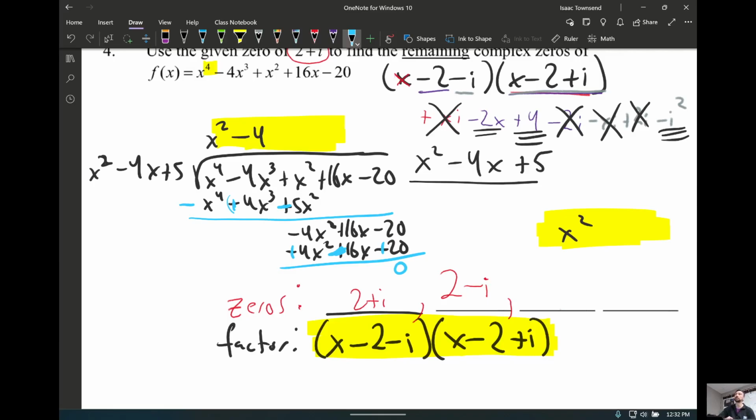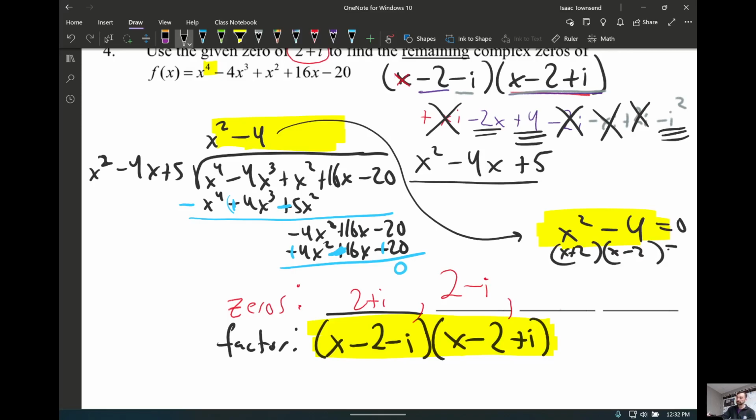So now again, factors made of zeros go into it evenly. You should know that you get a remainder of 0. Now, the whole point of that was, again, to expose this last hidden quadratic, and then we can solve that to discover the last two.